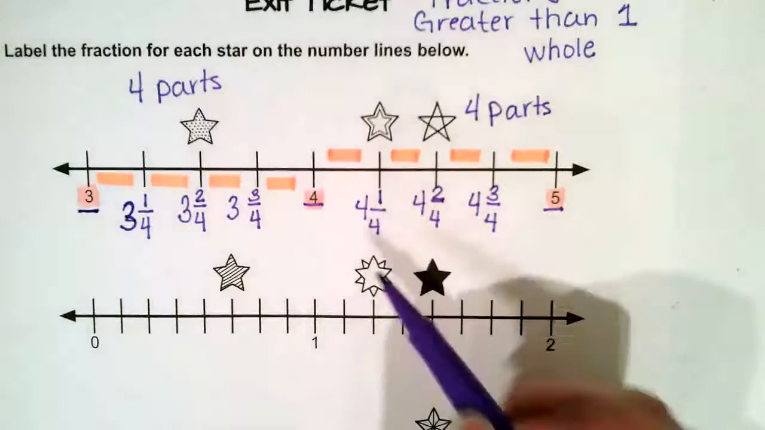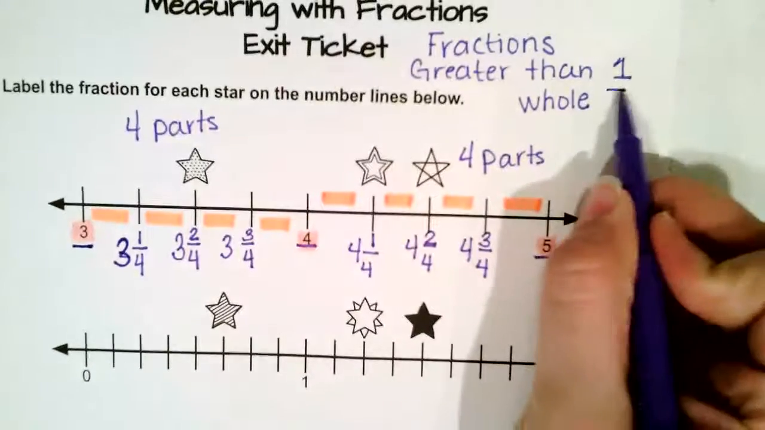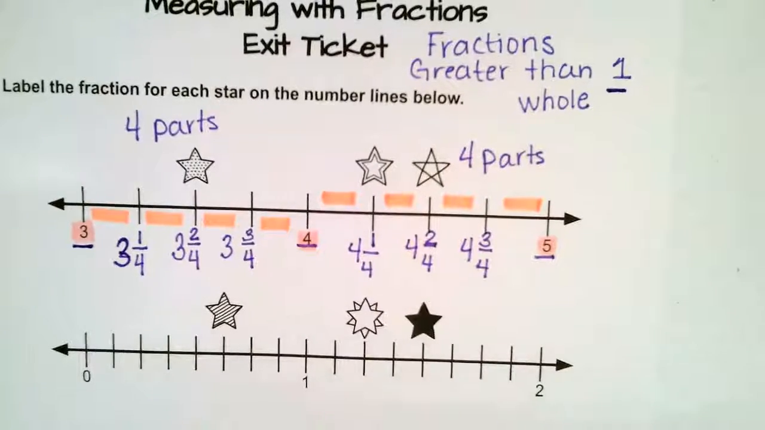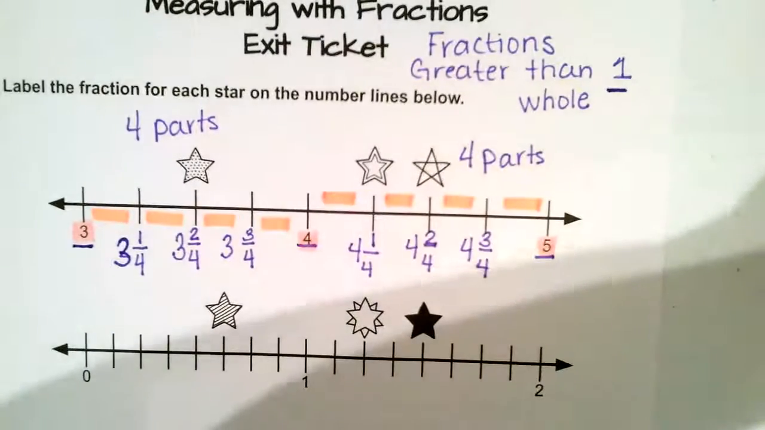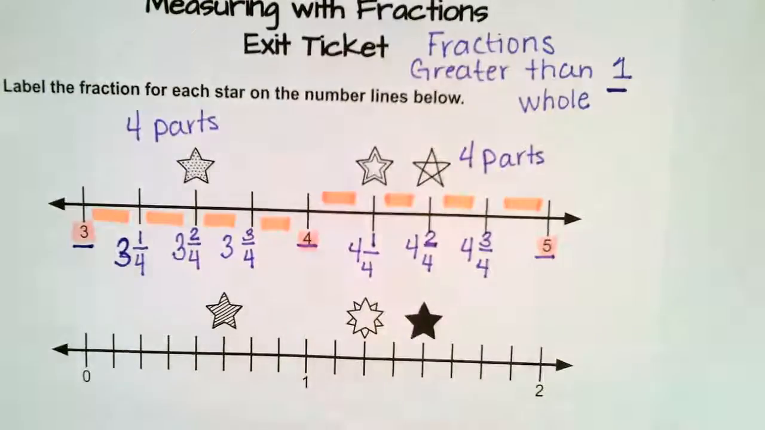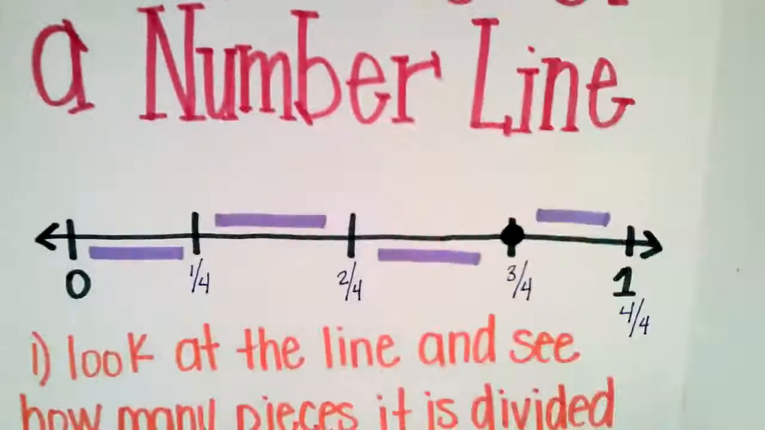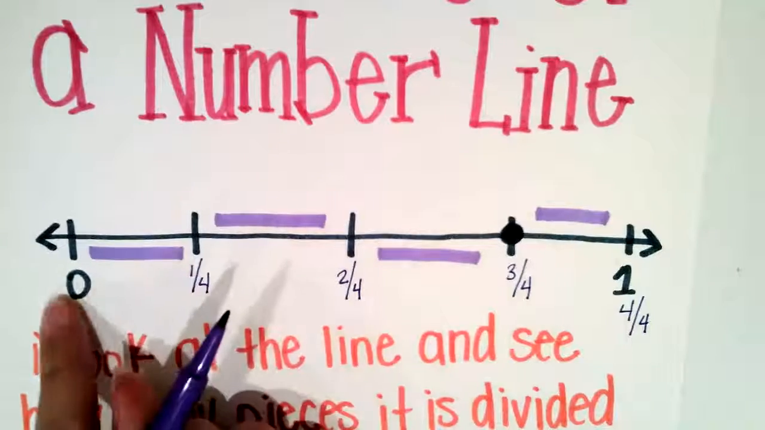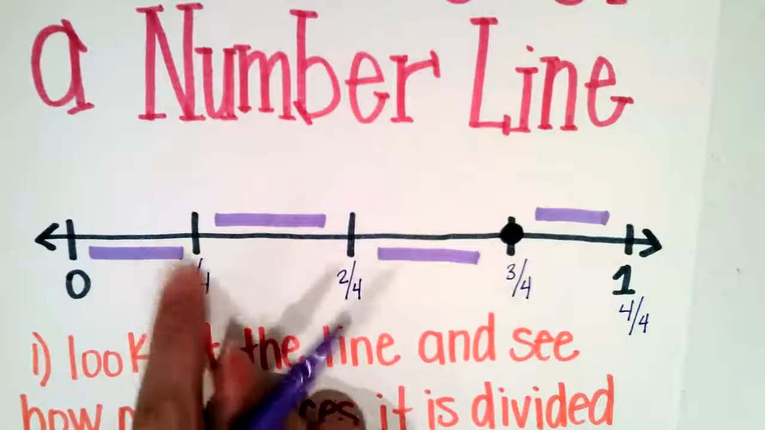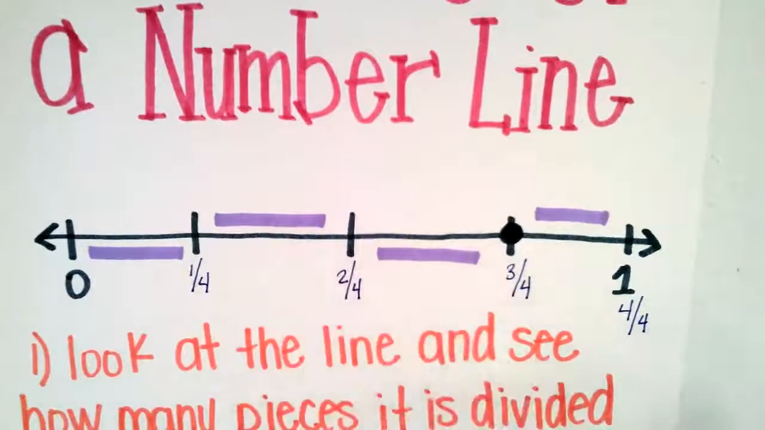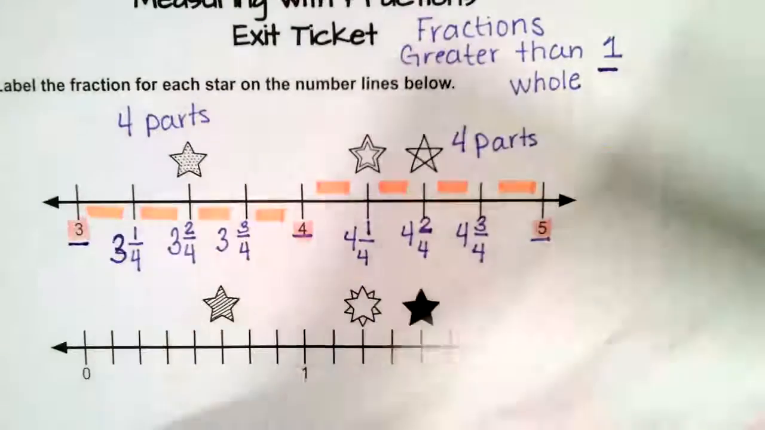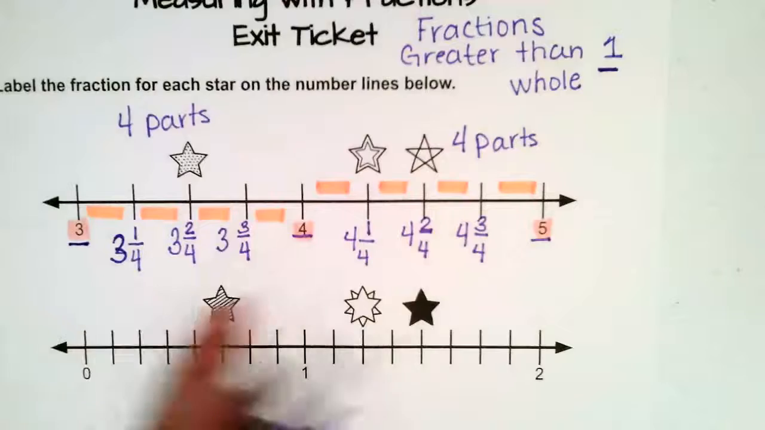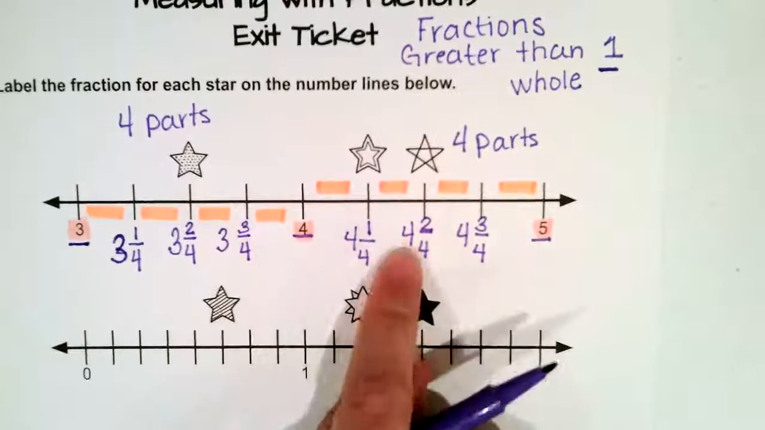And we're doing this, guys, because we're going greater than 1 whole. So the number lines that we were looking at before started at 0 and went to 1 whole, so we didn't have a whole number to put. But now that we're going beyond a whole, we have a whole number to put in with our fraction.